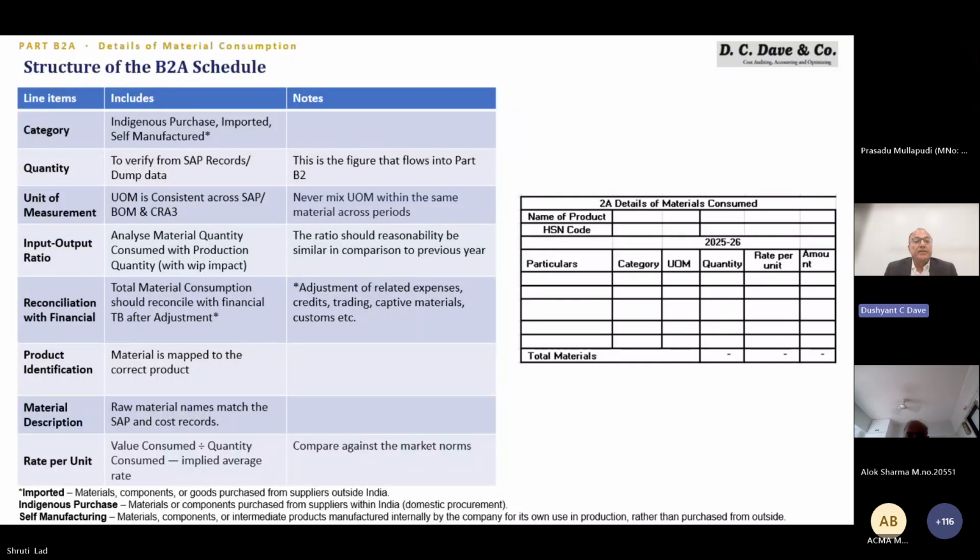Now let me ask you here. Can we consider packing material under raw materials? Can we consider packing material under raw materials? Can somebody say yes or no?